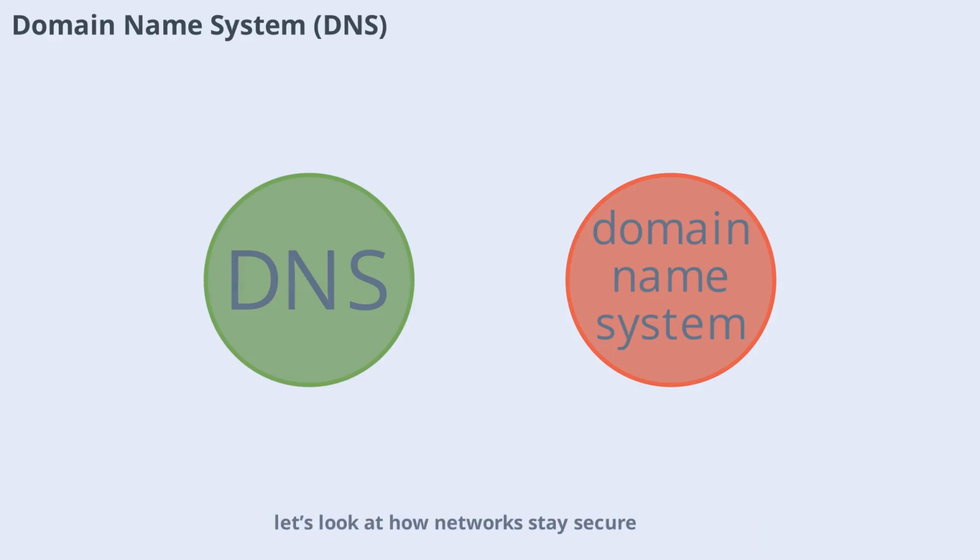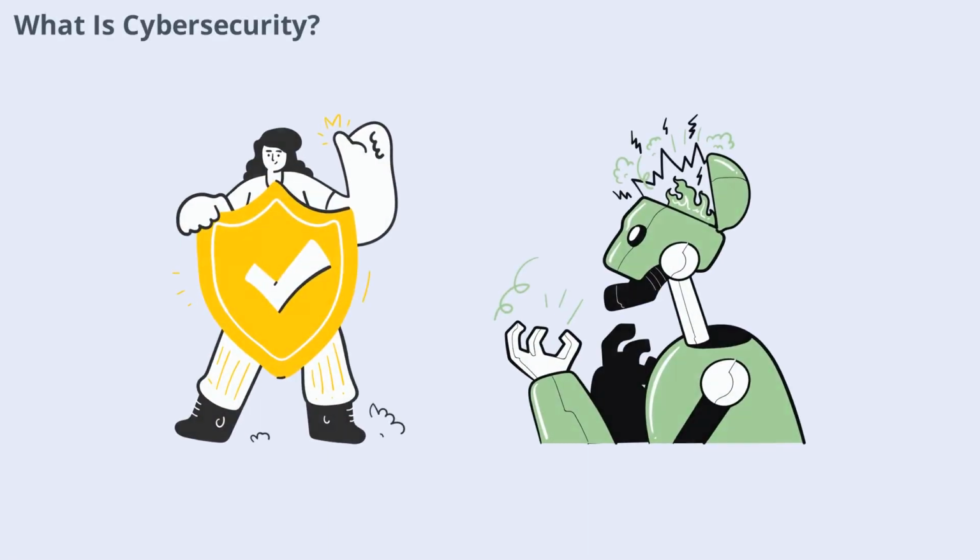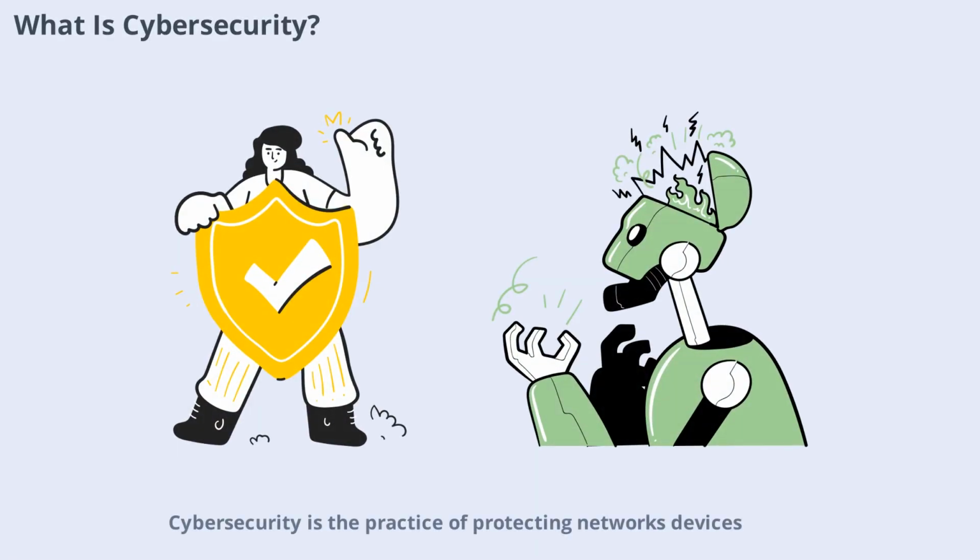Next, let's look at how networks stay secure. Cybersecurity is the practice of protecting networks, devices, and data from unauthorized access or attacks. As our reliance on technology grows, so does the risk of cyber threats. Cybersecurity involves using tools, policies, and best practices to keep information safe from hackers, viruses, and other dangers. It's a critical part of any network, ensuring that personal and business data remains private and secure.